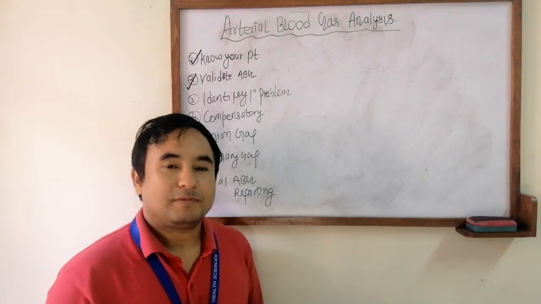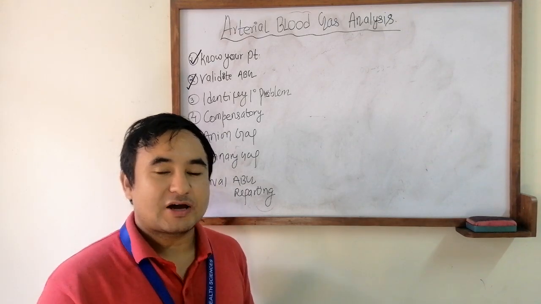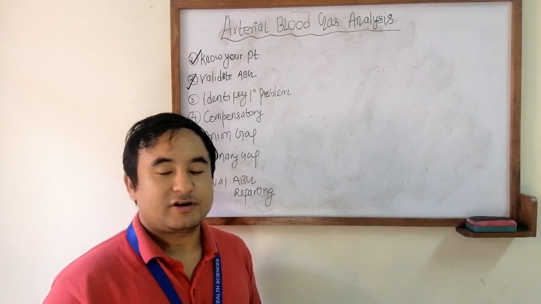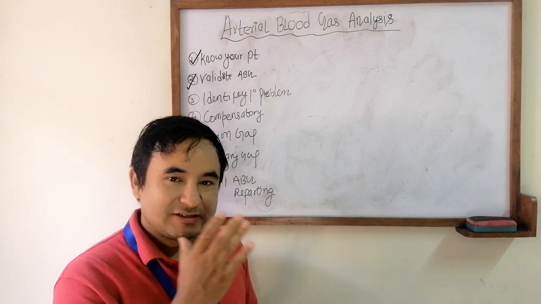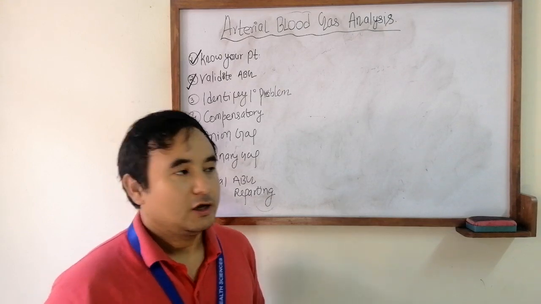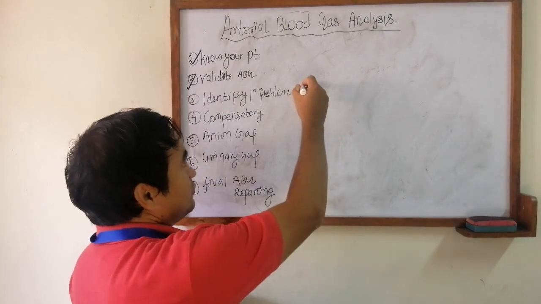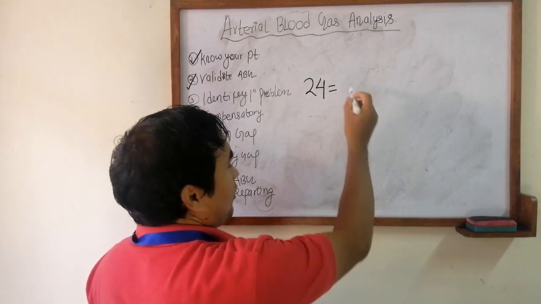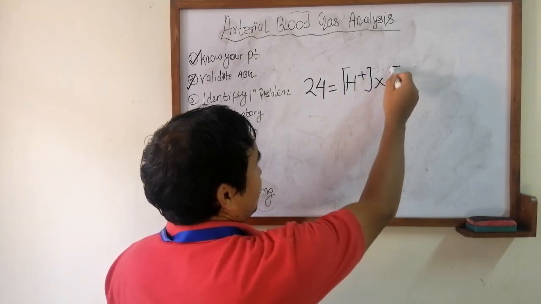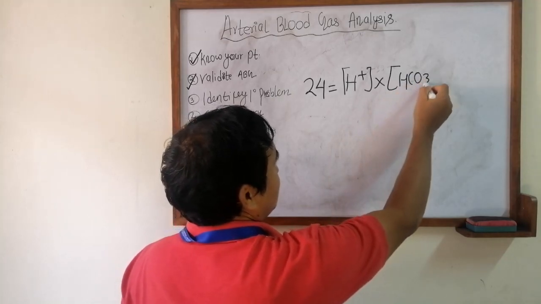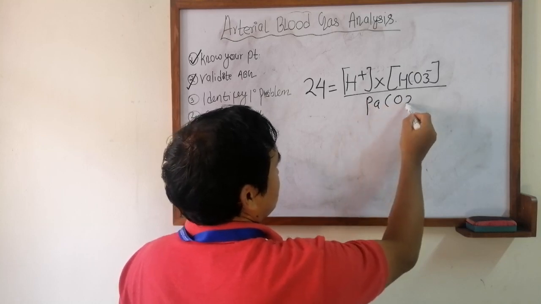The second thing is we have to validate whether this ABG report is appropriate or not, because many technical errors can occur while taking out the sample of arterial blood. There can be handling errors and machine errors. So we have to validate whether this ABG report is accurate. For validation, we have the modified Henderson equation, which says that 24 equals hydrogen ion multiplied by bicarbonate ion, divided by partial pressure of CO2.